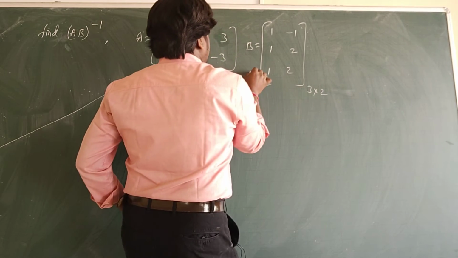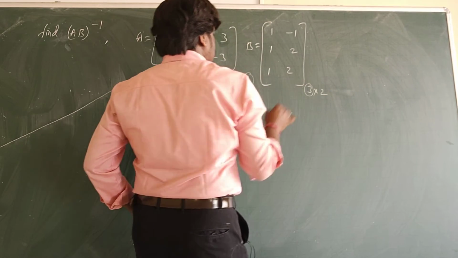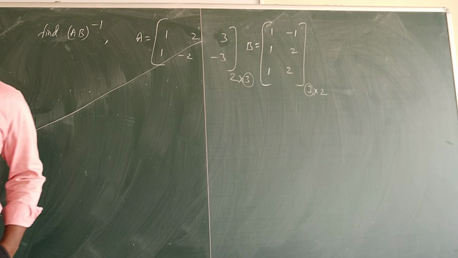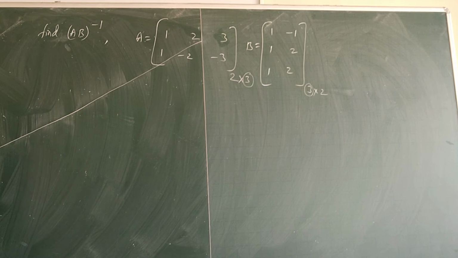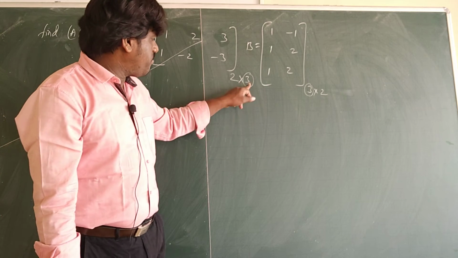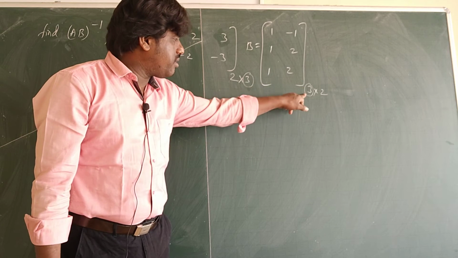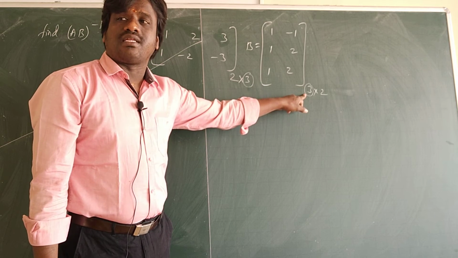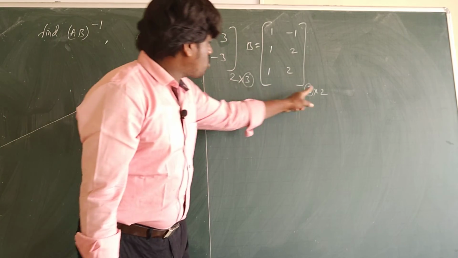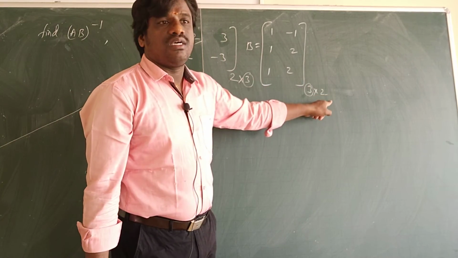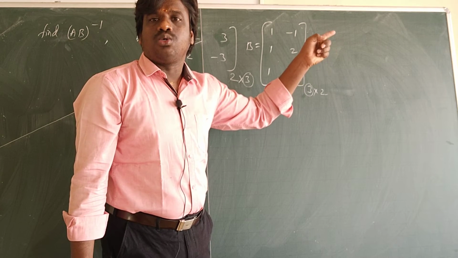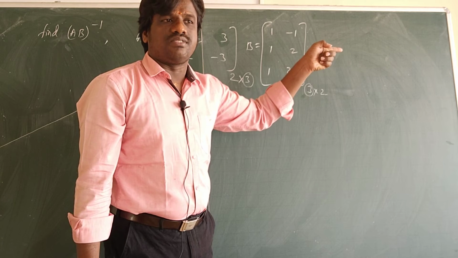These two must always be equal. The number of columns of the first matrix is equal to the number of rows of the second matrix. Then matrix multiplication exists, and what will the result be? The result will be a 2 by 2 matrix. So let's find it.